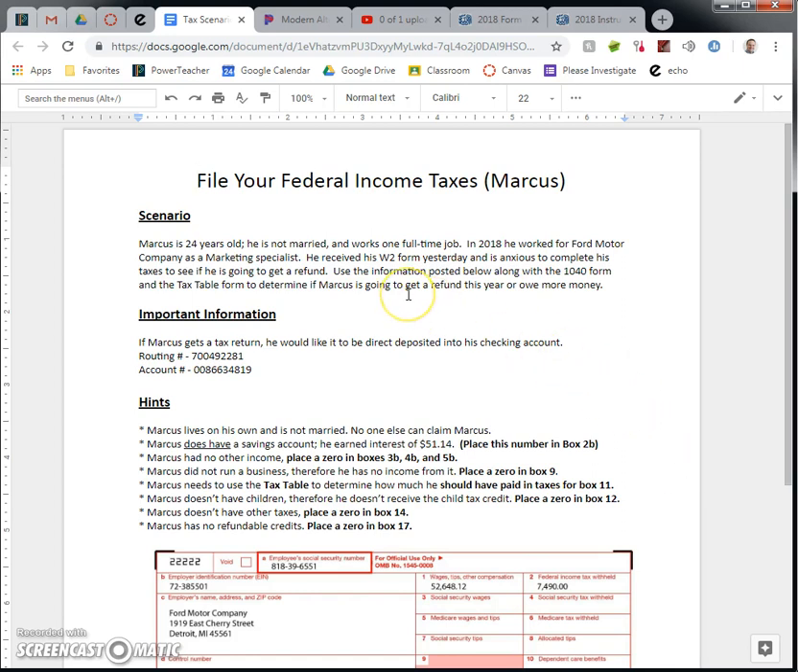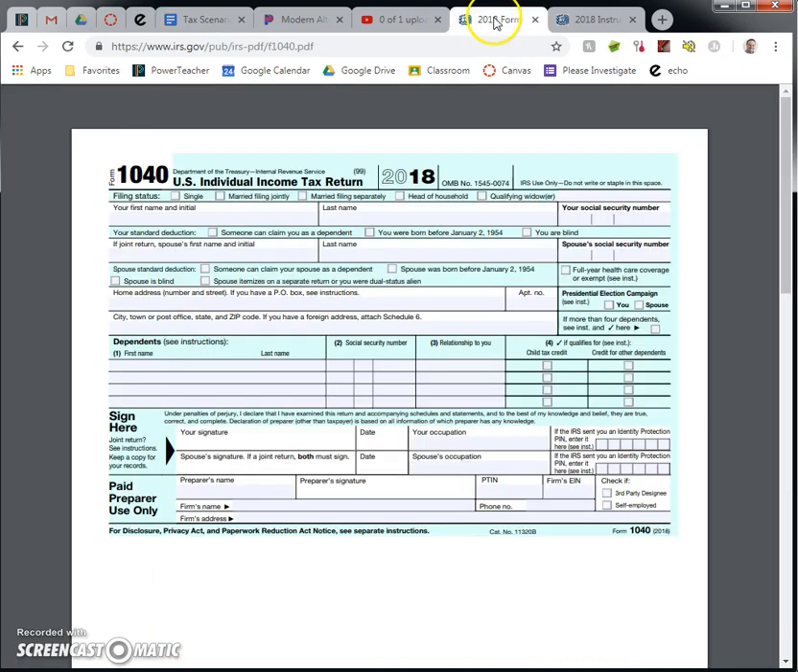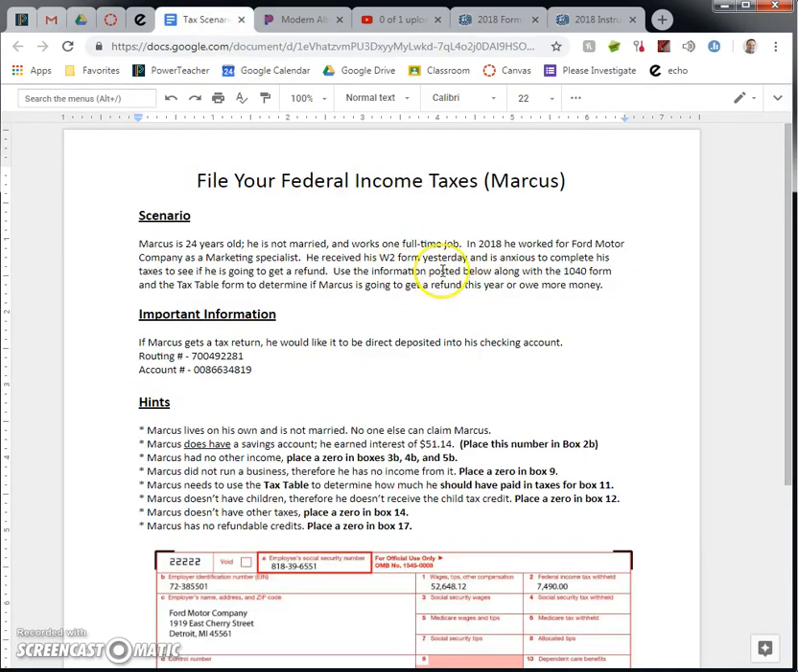We're going to do taxes for this guy named Marcus. So Marcus is 24 years old. He's not married and he works one full-time job. By the way, you should be able to get the info sheet for Marcus on Canvas. It's available to you. The other thing that you need to do this is a blank 1040 form, which is also linked on Canvas.